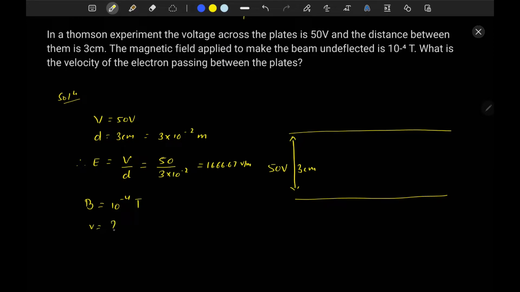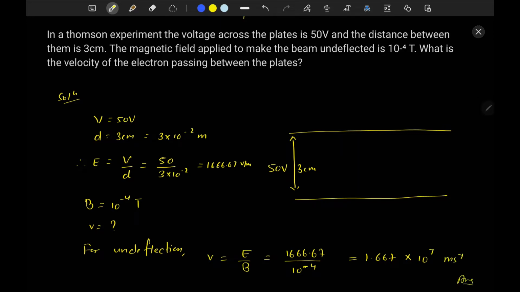Velocity of electron is equal to what? Again, for the undeflected condition, we know that the velocity of the electron is given by E by B. Calculating the value as 1666.67 divided by 10 power minus 4, this gives 1.667 into 10 power 7 meter per second. This is the answer.